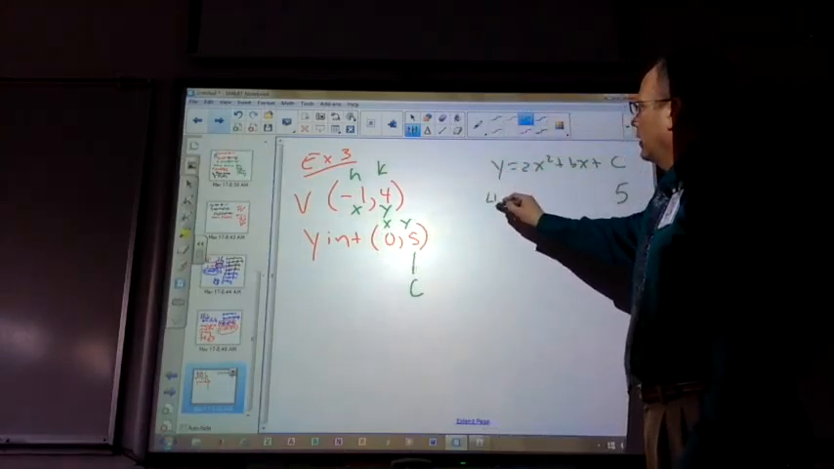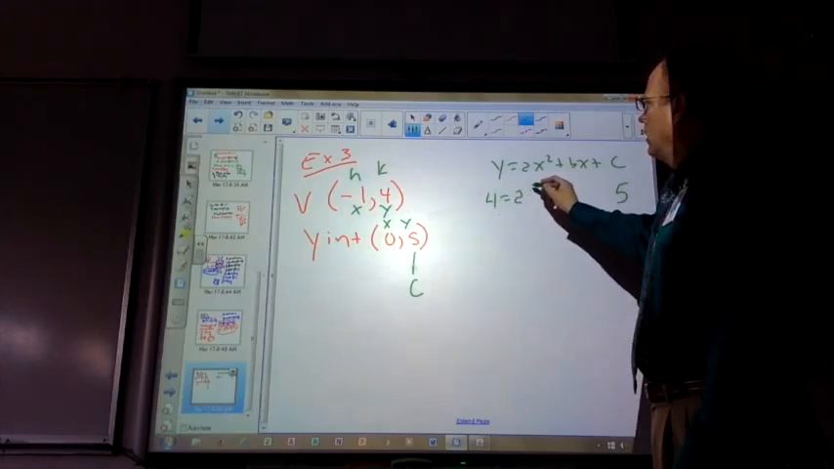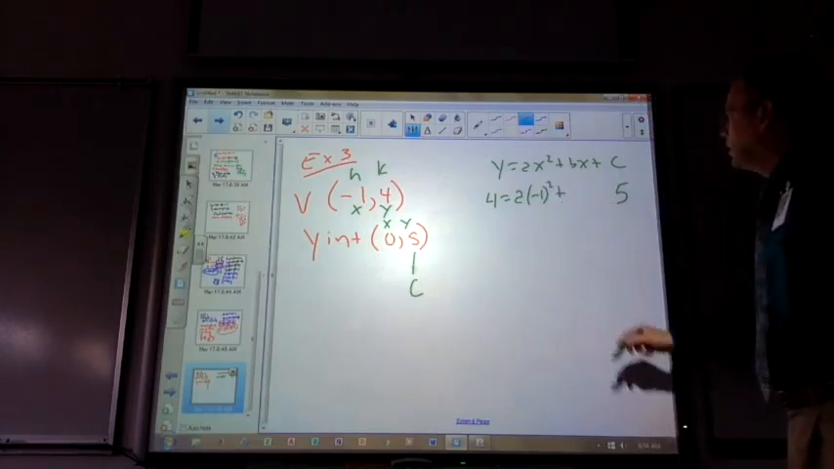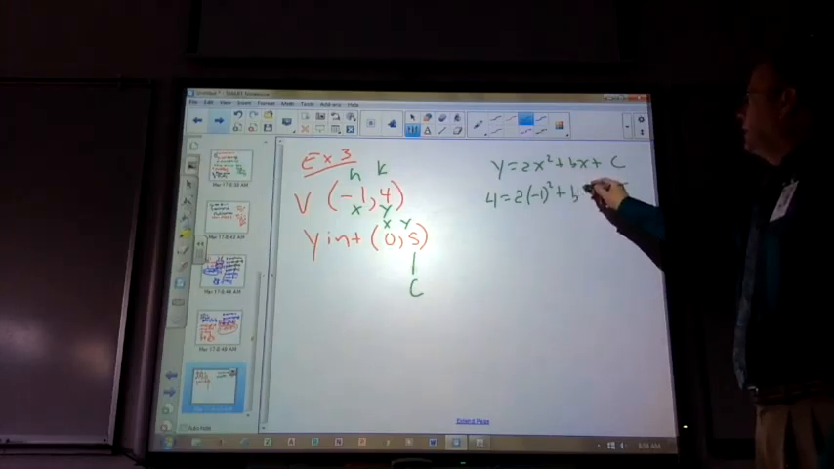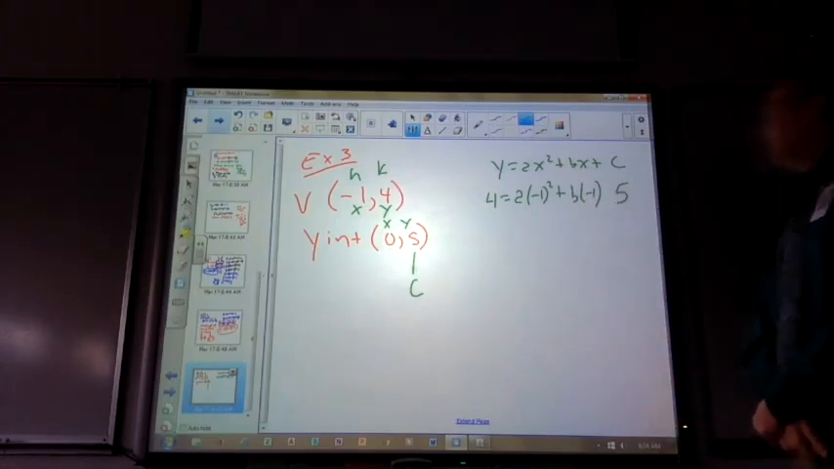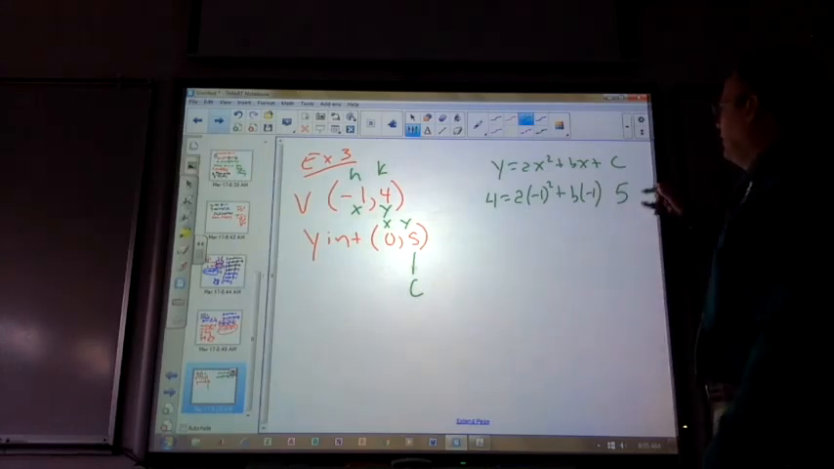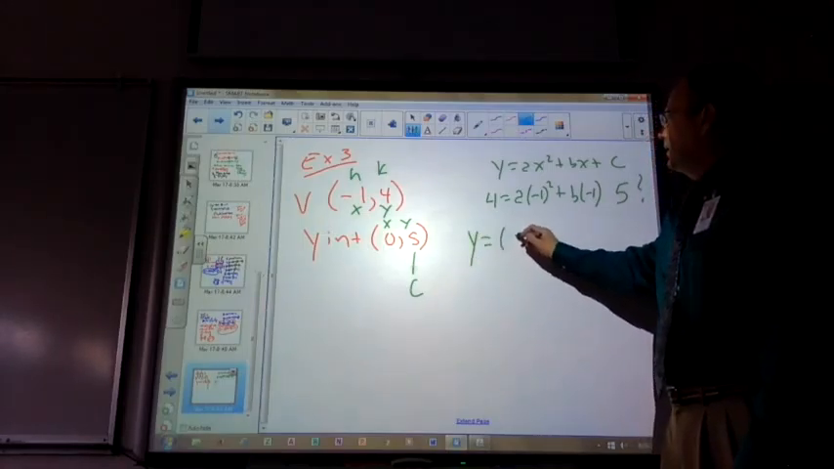So let's see. y and 4 go together. a, I don't know, x squared, negative 1 squared, plus b times negative 1. Oh, darn it. I thought it was going to work, but now I have a and b left over again. I thought we might have been able to figure that out, but that's not going to work. So I'm going to go back to this.